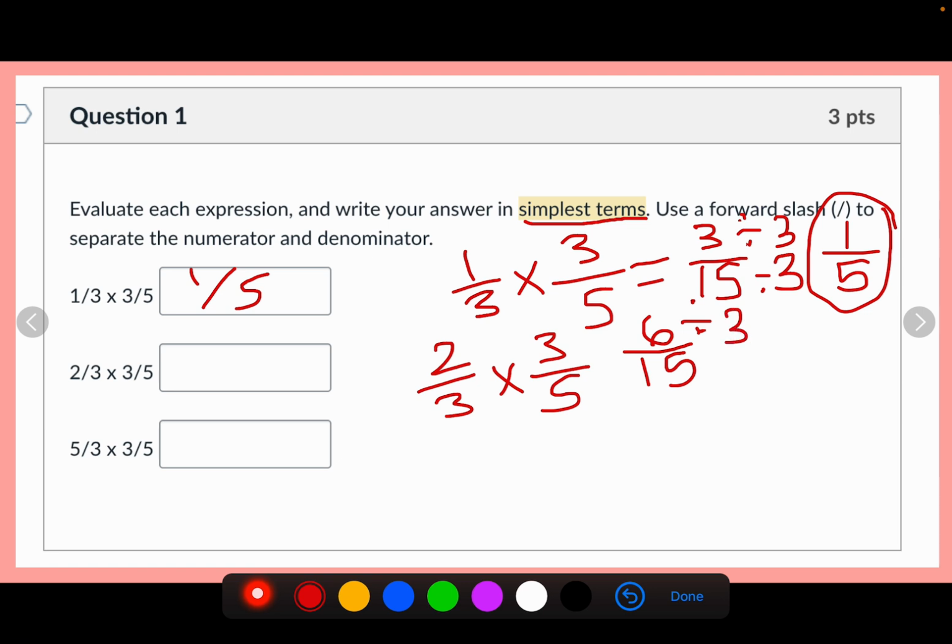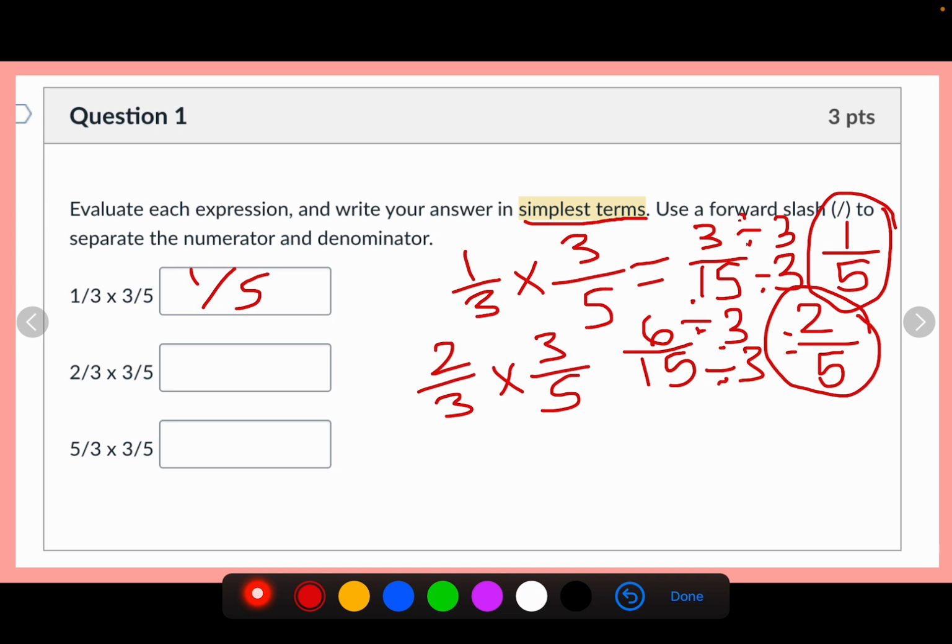6 divided by 3 equals 2. And 15 divided by 3 is 5. So this would be your simplest fraction, or your fraction in simplest form.